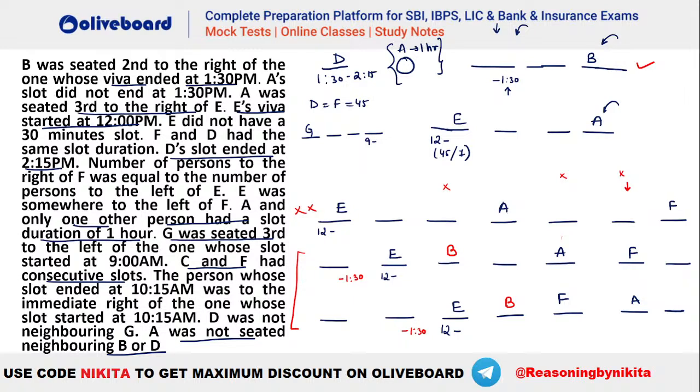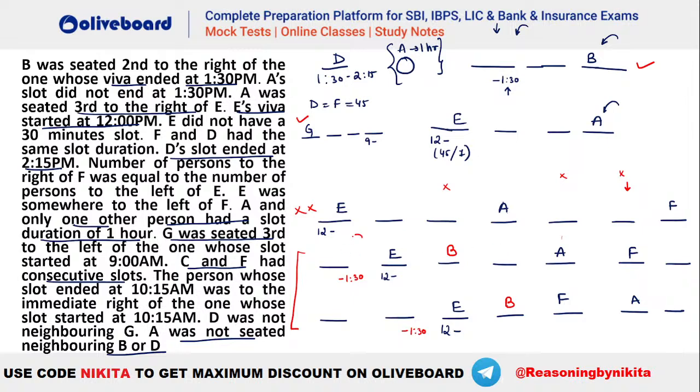We also know that G has to be third to the left of the one who is starting at 9. Okay, so let's try कि कहाँ पर हो सकता है G. Okay, let's say in the first case. Also we know that A was not a neighbor of D, right? So A should not be a neighbor of D. So in the first case, where should we have your D?